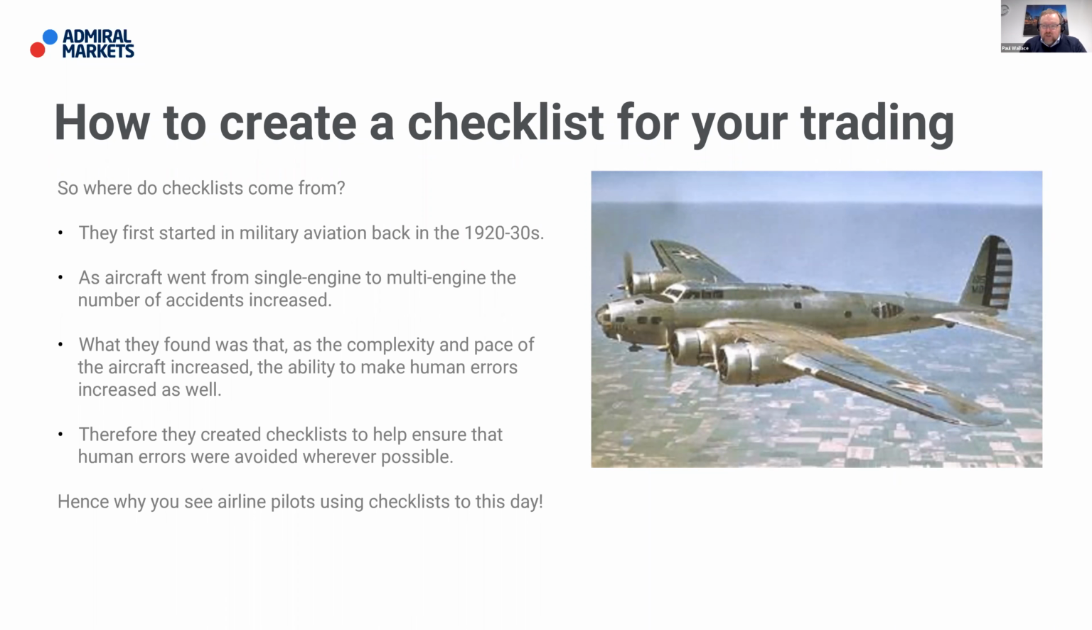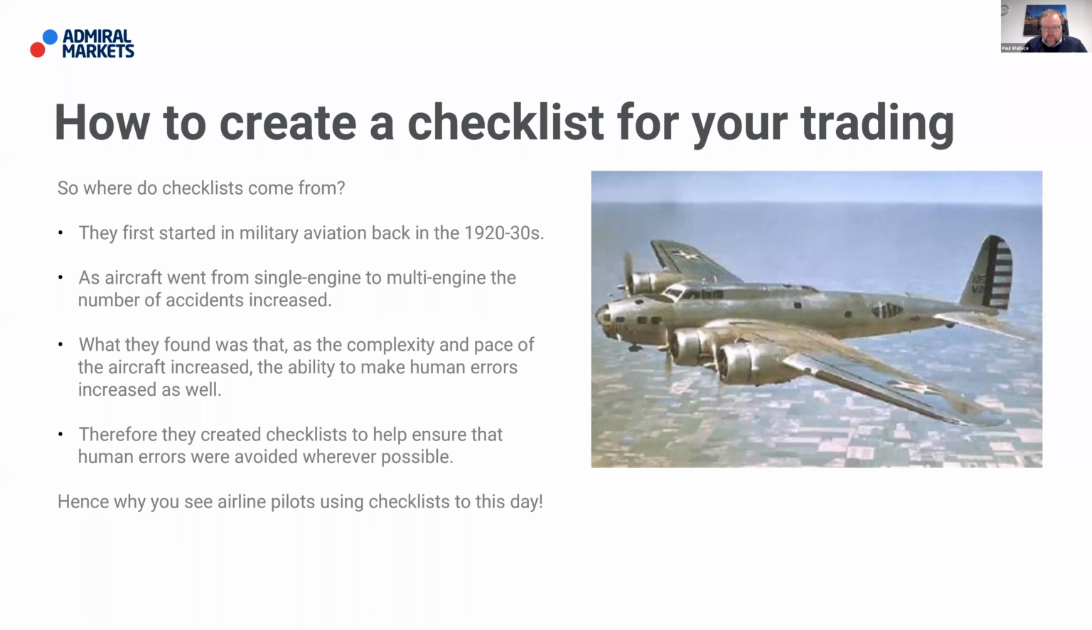If you have a problem with the engine, certainly at crucial times of the flight path, when you're trying to take off or when you're trying to land, then invariably everything happens very quickly. It's very easy to be overwhelmed with the intensity of what is actually happening. They found that as the pace and the complexity increased, so did the accidents. So they created very simple checklists for pilots and aircrew to help ensure that human errors were avoided wherever possible.